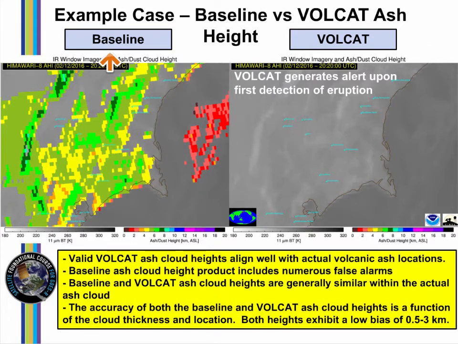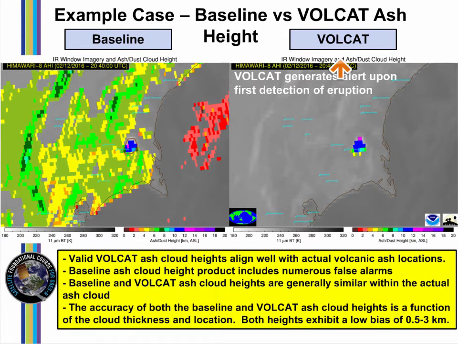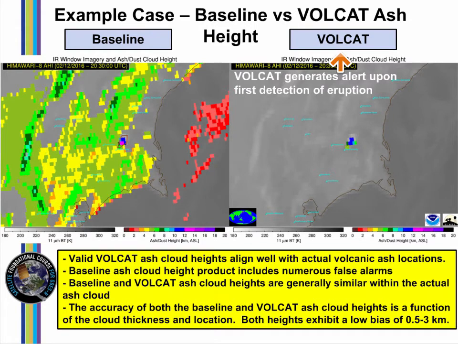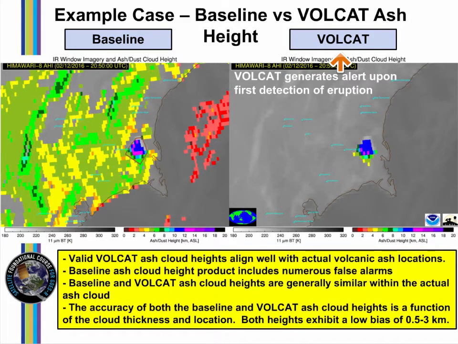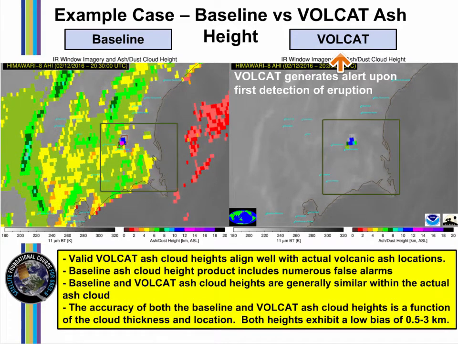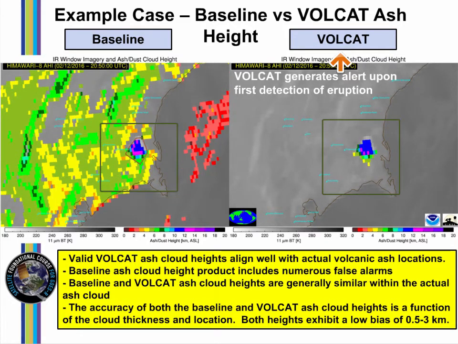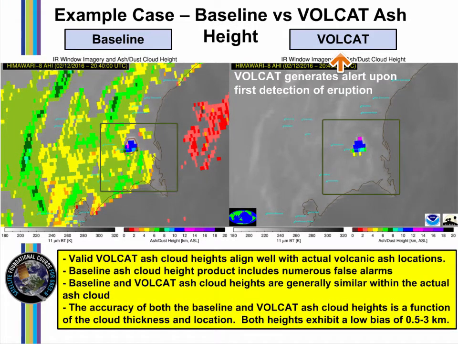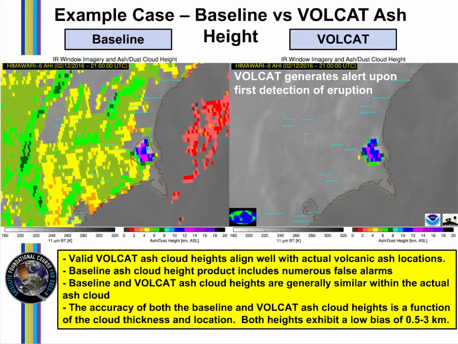This slide shows the baseline ash height product on the left and the VOLCAT product on the right. There are similar values within the ash cloud itself, but the baseline products have many false alarm pixels that a human interpreter must screen out. Note that VOLCAT will issue an alert as soon as an eruption is detected. Baseline products do not include an alerting capability.